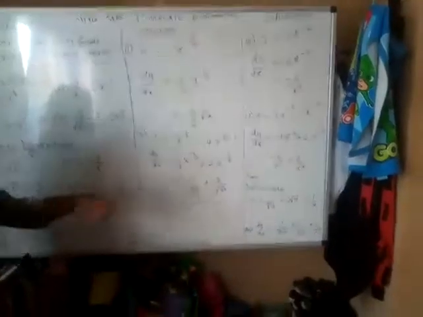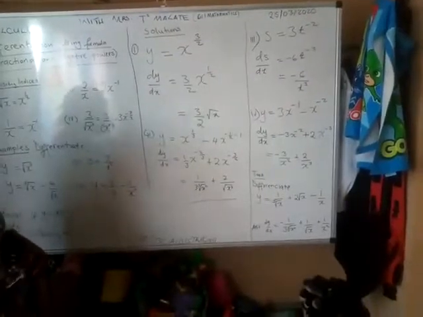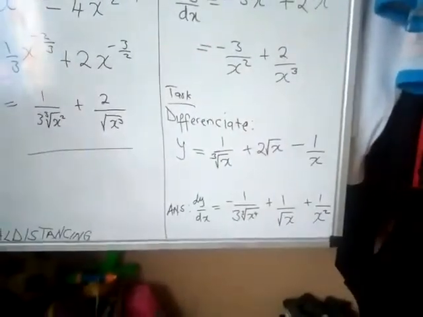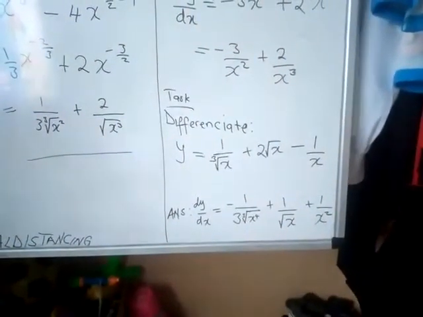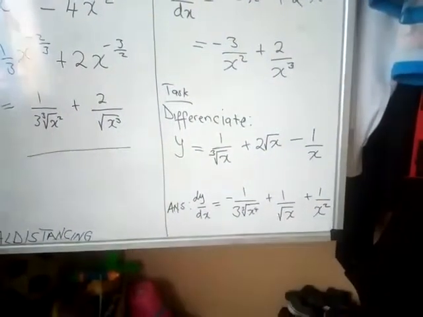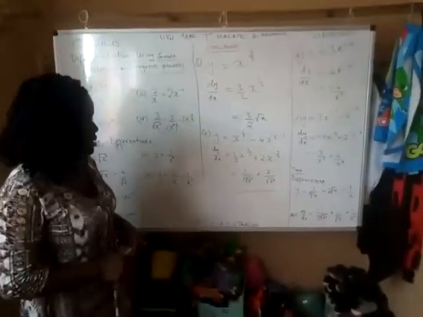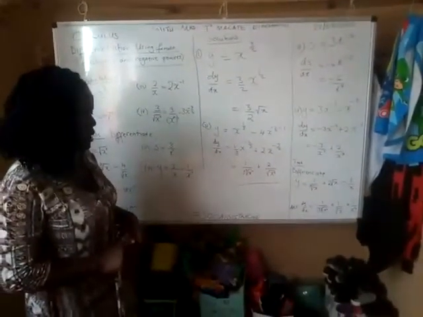So we may also try out to differentiate y is equal to 1 over the cube root of x plus 2 square root of x minus 1 over x, and show that your final answer gets to negative 1 over 3 cube root of x to the power 4 plus 1 over the square root of x plus 1 over x squared.